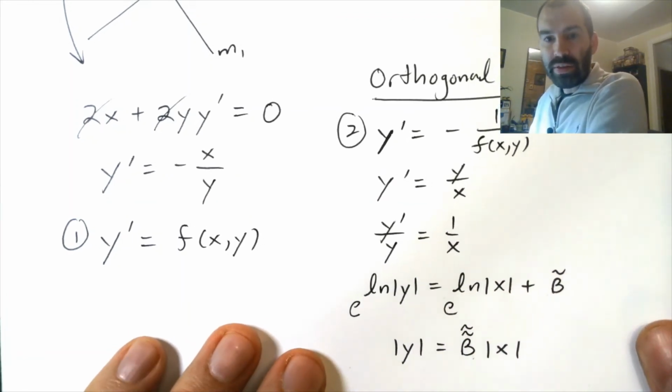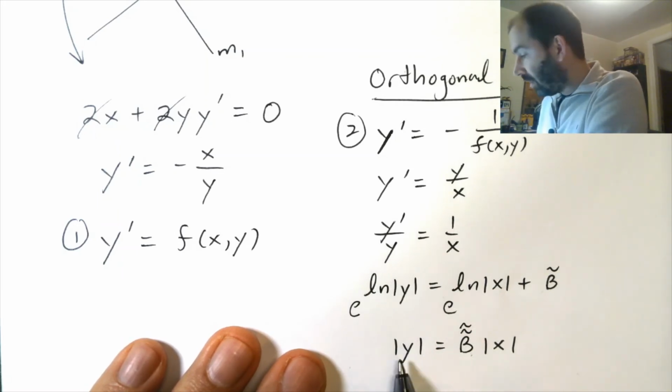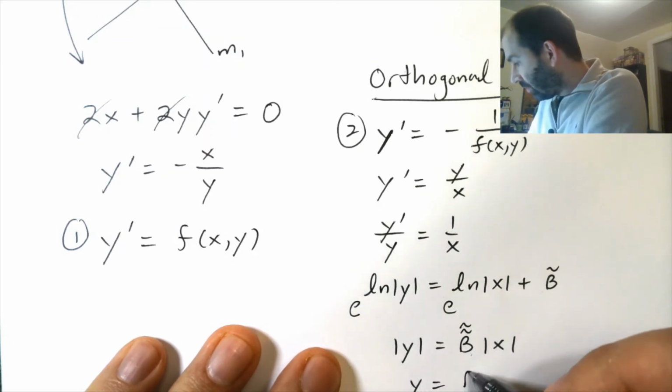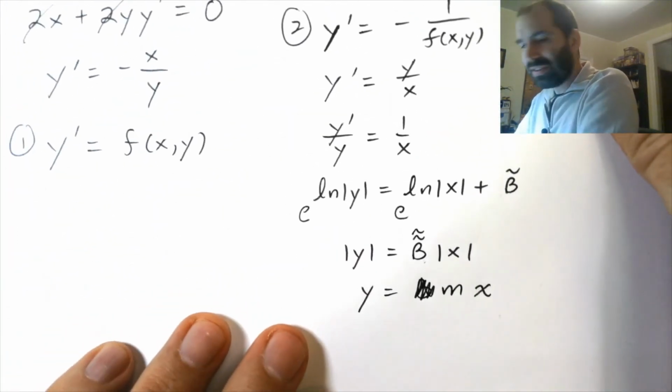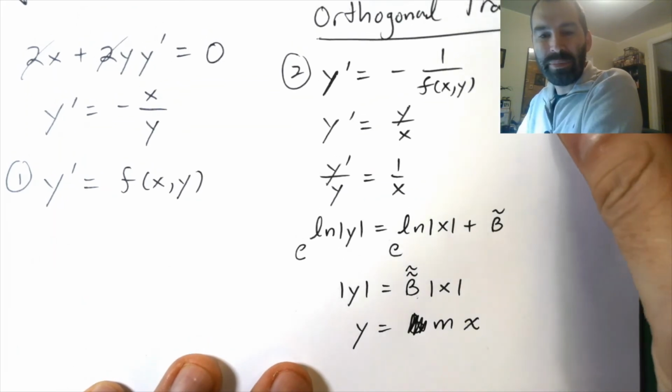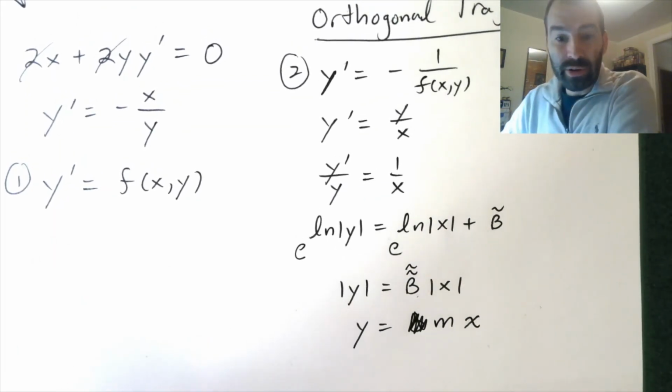But we know that the absolute values here can be absorbed in the constant, right? So that's what we're going to do. We're going to get rid of the absolute values by, you know what we'll do? We'll call that m. Why don't we just do that? y equals mx. Because we know that ends up being the slope of the line, so let's just call it m. And that's it, right? Those are our orthogonal trajectories, right?